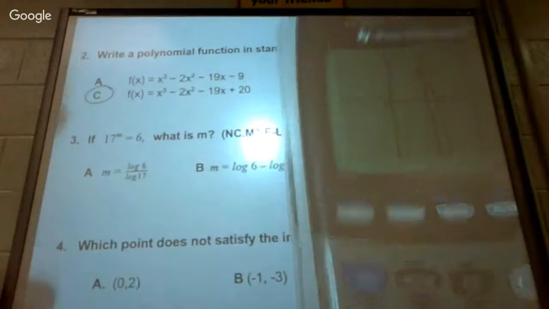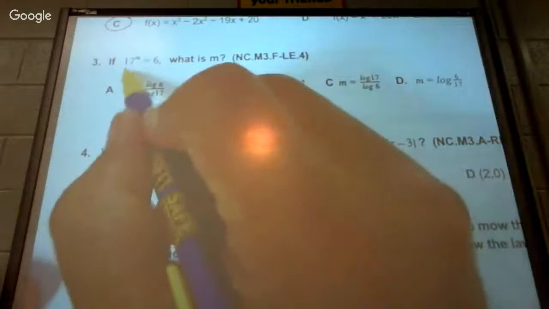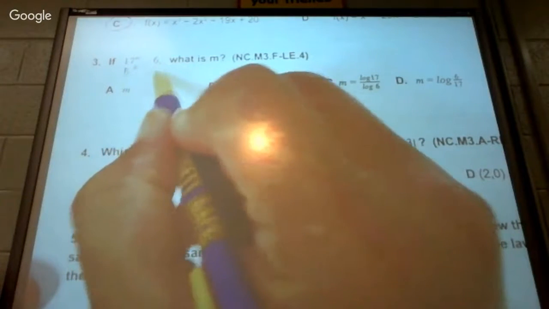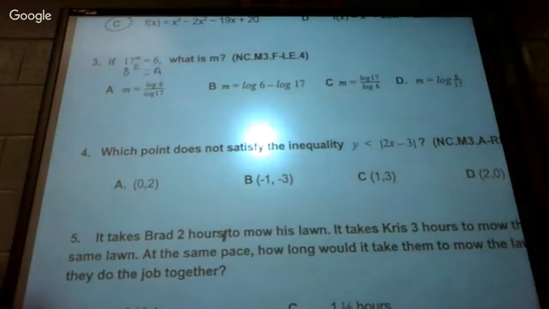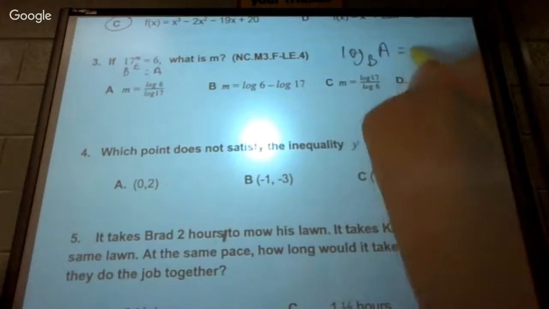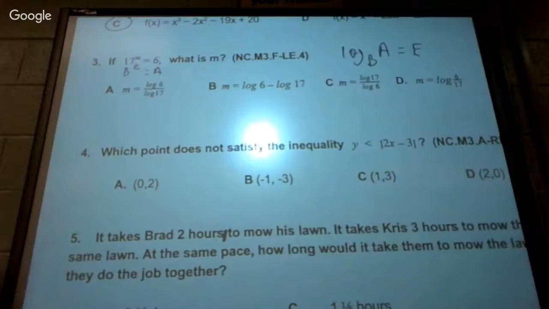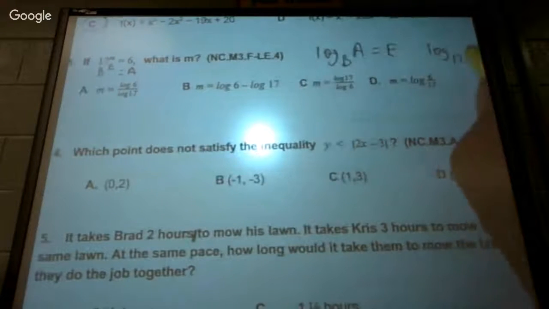All right, next problem. Number 3. Remember, that's the base, that's the exponent, and that's the answer. It's BAE, B-A-E. So it's log of B-A-E. Therefore, you would say log base 17 of 6 equals M.